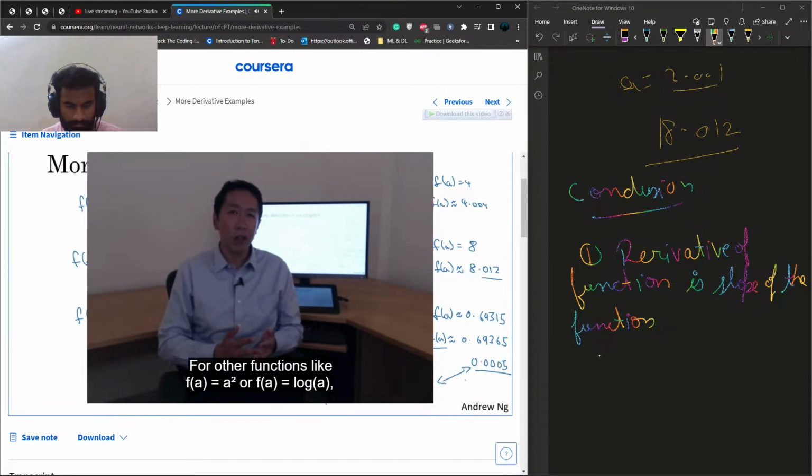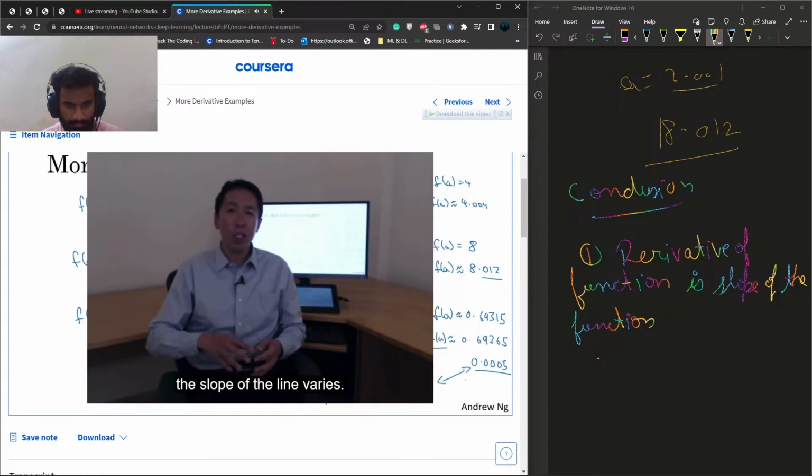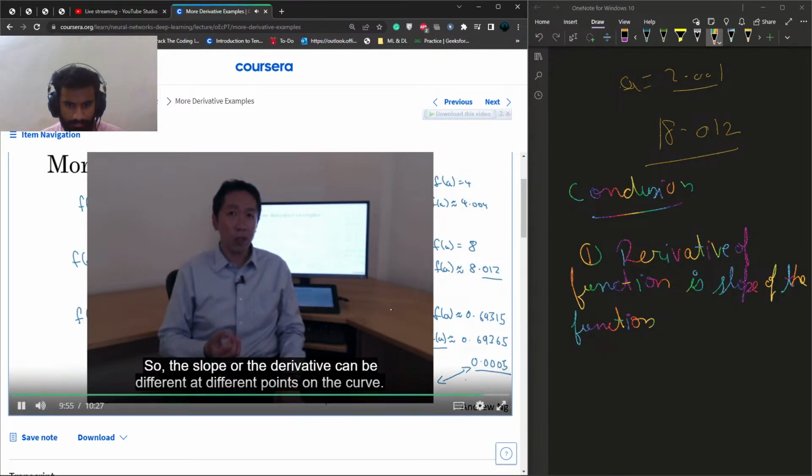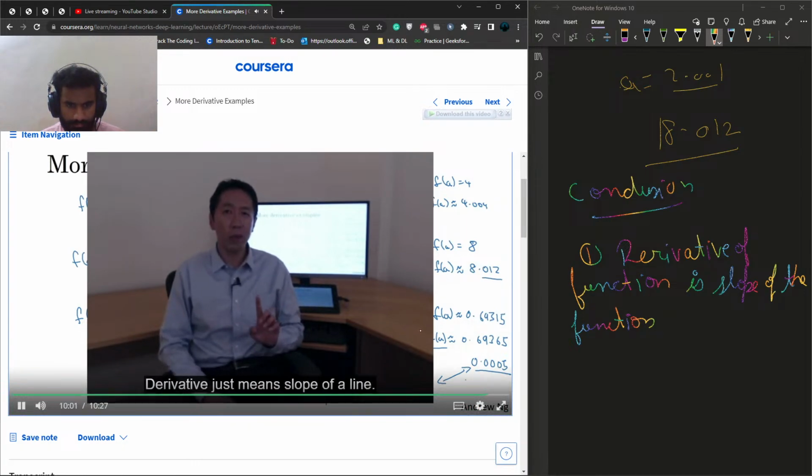But for other functions like f(a) equals a squared or f(a) equals log of a, the slope of the line varies, and so the slope or the derivative can be different at different points on the curve. So that's the first takeaway. Derivative just means slope of a line.